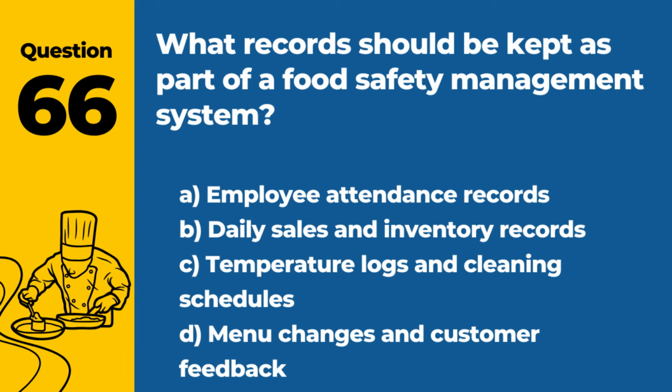Question 66. What records should be kept as part of a food safety management system? A. Employee attendance records. B. Daily sales and inventory records. C. Temperature logs and cleaning schedules. D. Menu changes and customer feedback. Answer. C. Temperature logs and cleaning schedules.